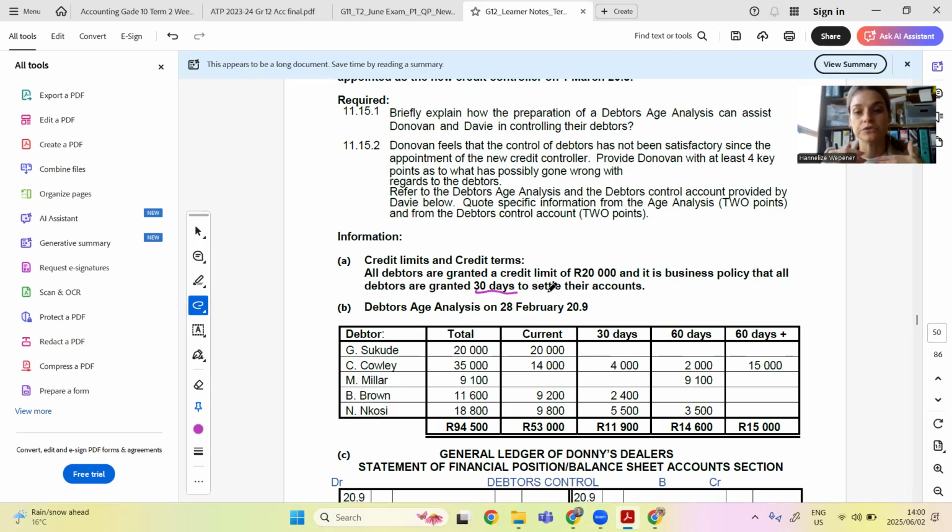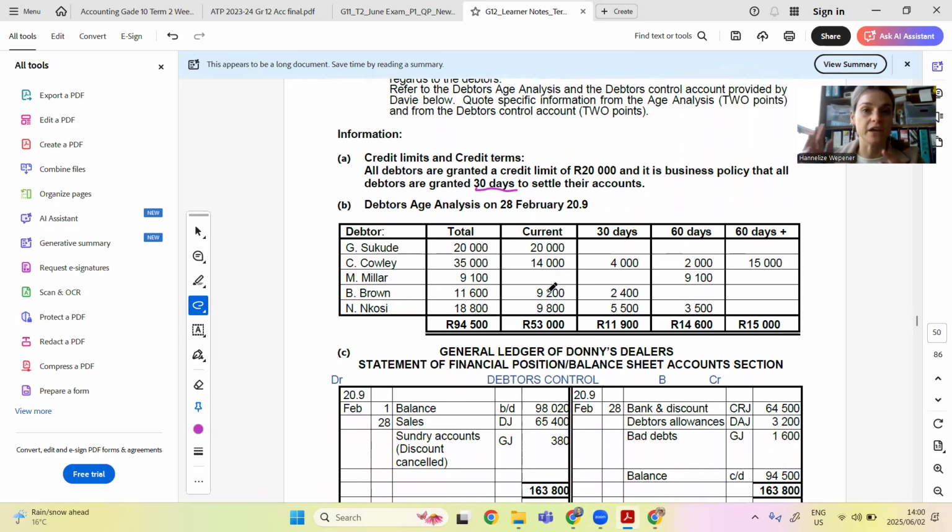So you need to ensure that you know at all times who owes me money, how much do they owe me, and for how long have they owed me. If it is a situation of a debtor who's just an extremely slow payer, then you can always opt for interest on their overdue account, or maybe you can try and get them to make payment by allowing them some discount.